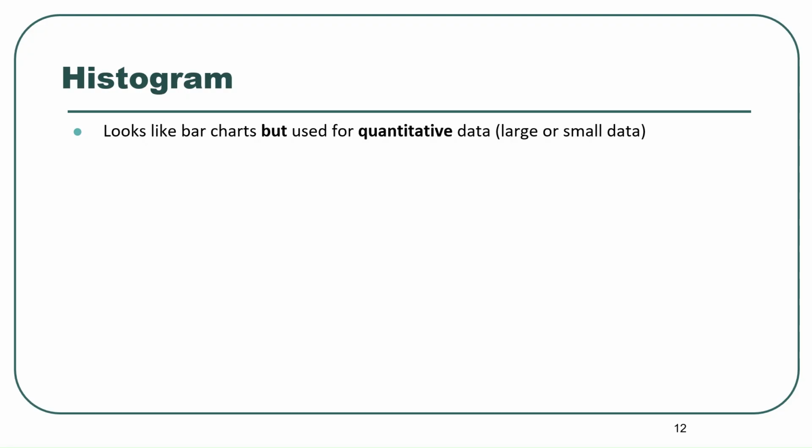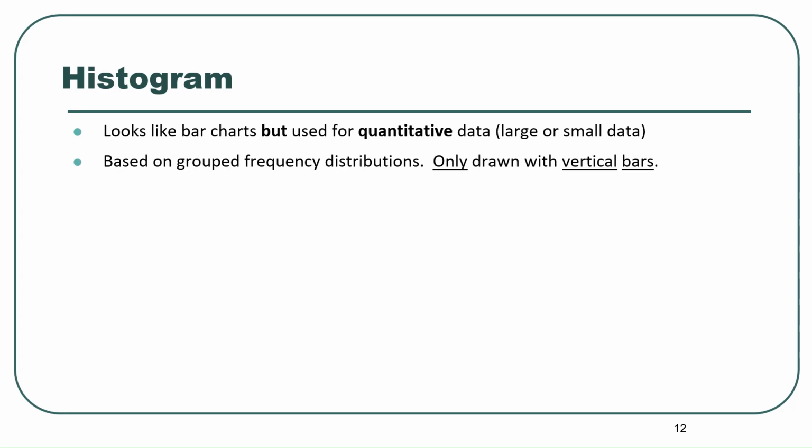Now, the histogram is my third graph that is suitable for quantitative data, and specifically grouped quantitative data. It is for large or small data sets, and it looks like bars. However, these bars are stuck together, so no space between any two bars, and it is only vertical bars. And again, it is based on a grouped frequency distribution, so continuous variables.